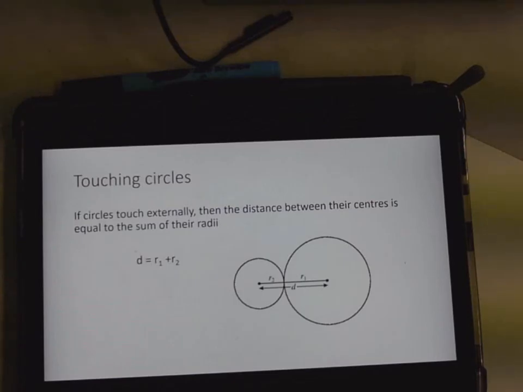So if you're asked, you get the centre and radius of each circle. You get the distance between the centres, you add the radii, and if you get the same answer, they touch externally. That means they touch on the outside. One circle is outside the other, and touch means they meet at one point only. So they would have a common tangent, going back to what we were doing yesterday. Is that all right?